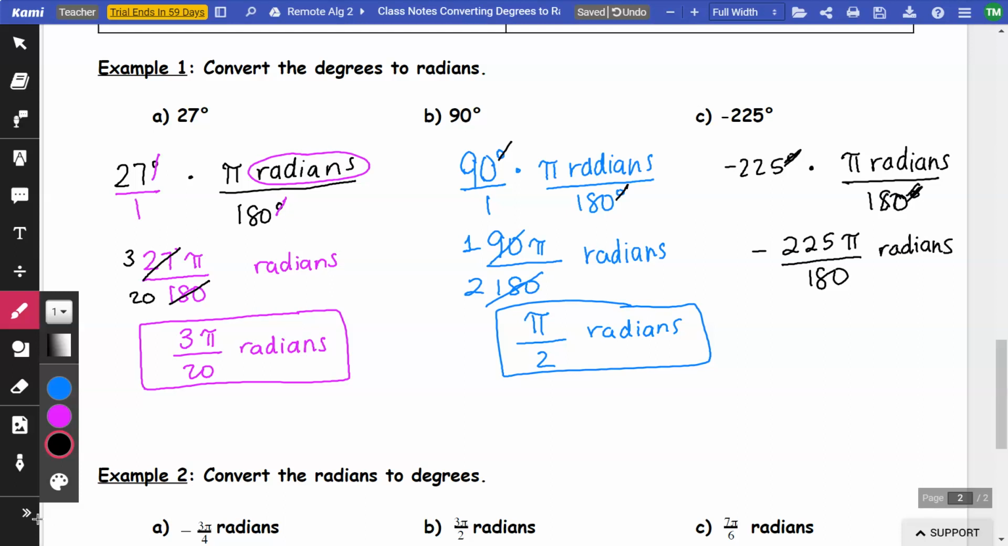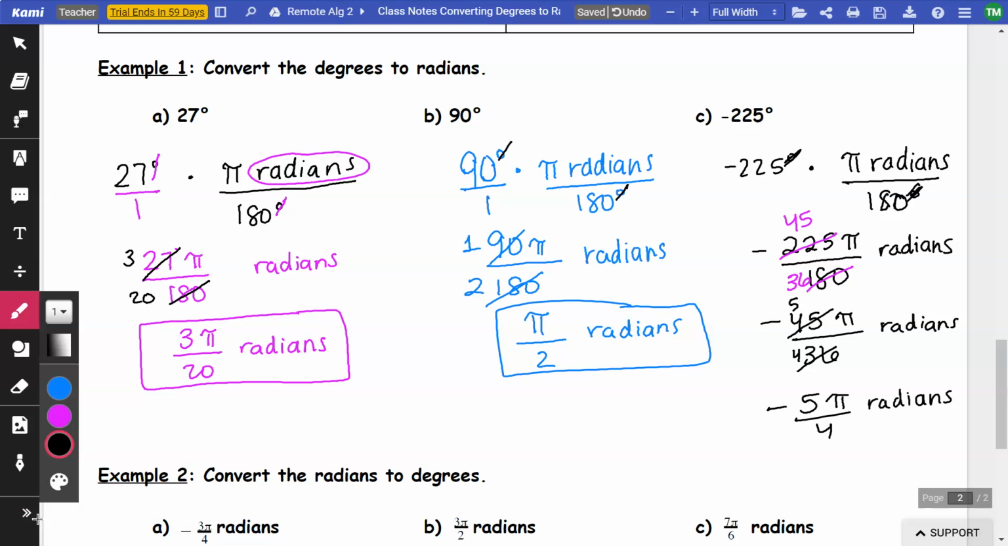So 225 and 180 can both be divisible by 5. If I divide 225 by 5, I'll be left with 45. If I divide 180 by 5, I'm left with 36. So we'll have negative 45 pi over 36 radians. 45 and 36 are both divisible by 9. This will be 5, and this will be 4. So we'll have negative 5 pi over 4 radians.